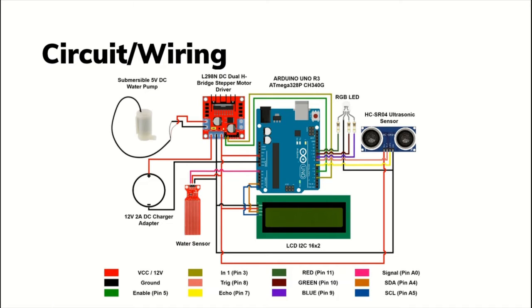Lastly, the 12 volts DC adapter. Its positive wire is connected to the 12-volt pin of H-bridge, and the ground pin is connected to the ground pin of the H-bridge, supplying all the components with voltages.